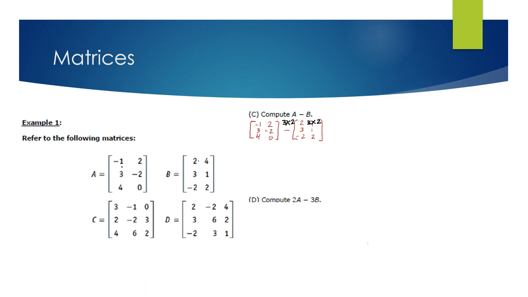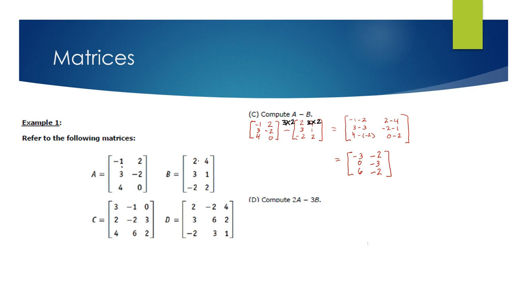So if I had those two matrices being subtracted, then I'm going to have -1 minus 2, 3 minus 3, 4 minus -2 in the first column, 2 minus 4, -2 minus 1, 0 minus 2 in the second column. And if I simplify all those, this is the matrix I get.